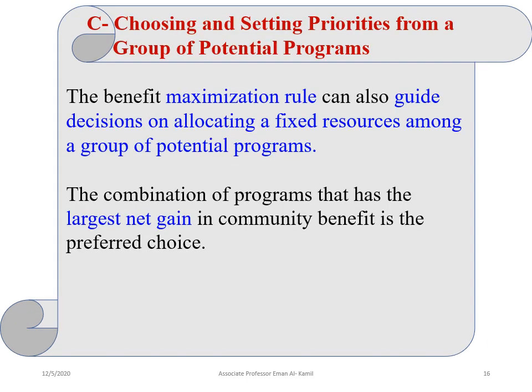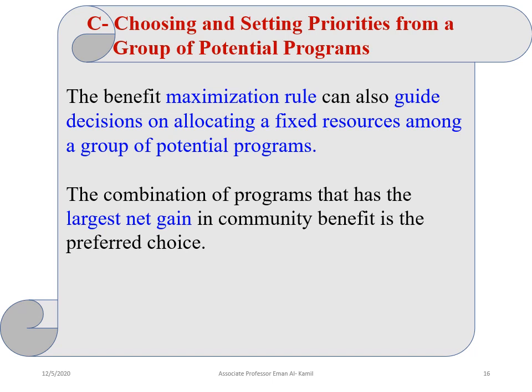Choosing and setting priorities from a group of potential programs. If we have more than two options, we are going to do prioritization also according to the cost benefit analysis. So we are choosing or setting prioritization if we have a group of programs, according to the calculation of the cost benefit analysis.